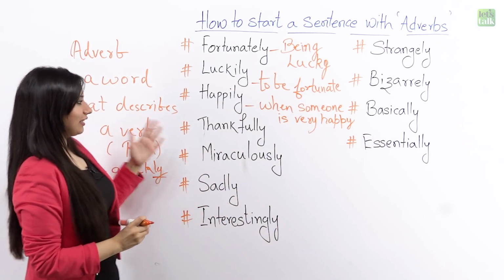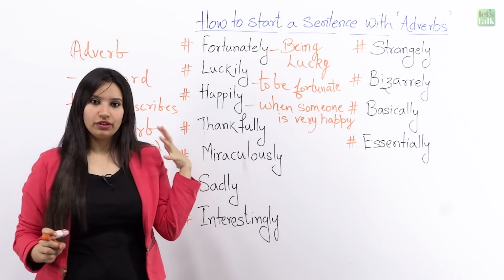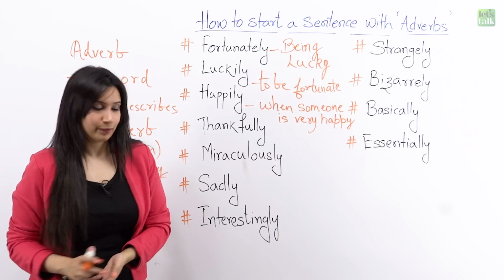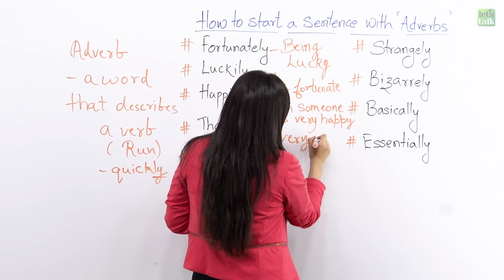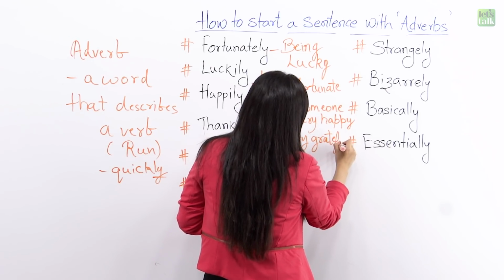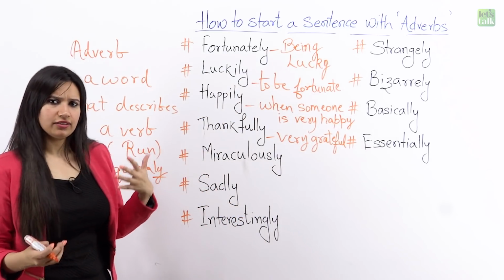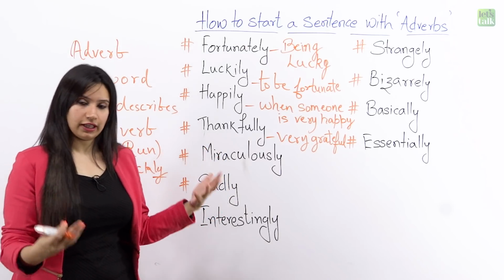Great. So now let's look at the next one that we have, thankfully. So this is used when you're very grateful or when you're very thankful for something. Very grateful. And where can you possibly use this? So again, in a situation where someone was about to get hurt or something, but he got saved and the disaster was prevented.